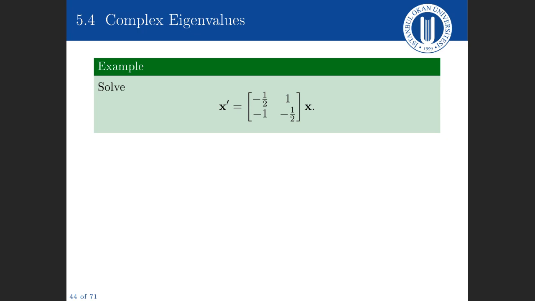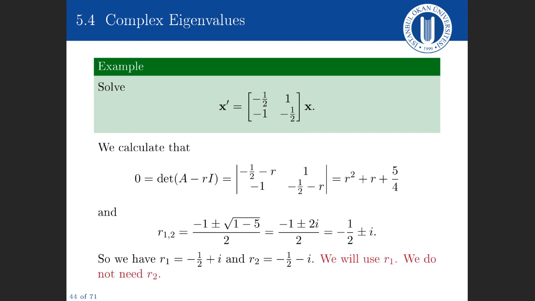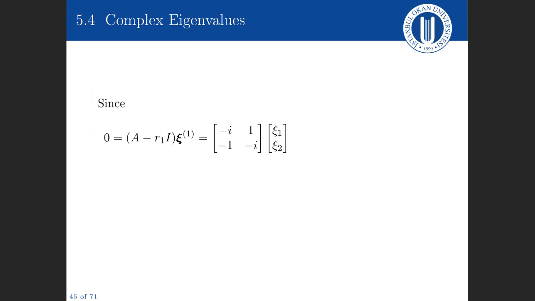For example, solve x prime is equal to the matrix minus a half, 1, minus 1, minus a half, times x. We need the eigenvalues and the eigenvectors, so let's calculate them. As always, to find eigenvalues, we start with determinant of A minus rI is equal to 0. In this case, that gives us r squared plus r plus 5 over 4. The solutions of this equation are minus a half plus or minus i. So our two eigenvalues are minus a half plus i and minus a half minus i. We're going to use r1. We don't need r2. Let's use r1 and calculate an eigenvector.